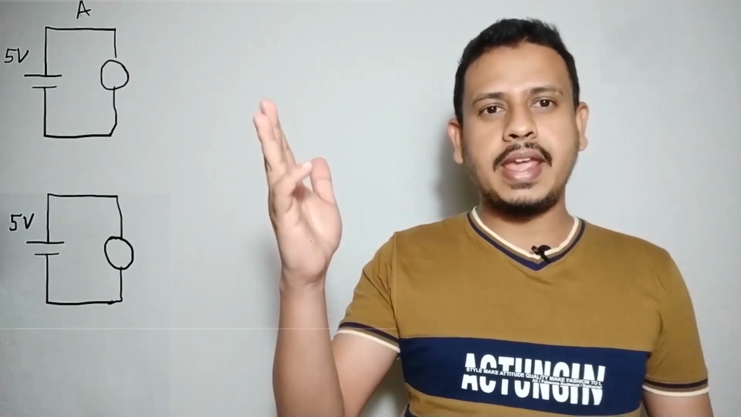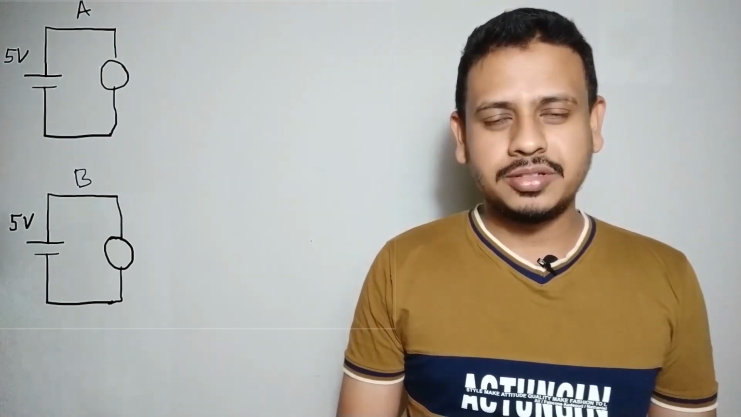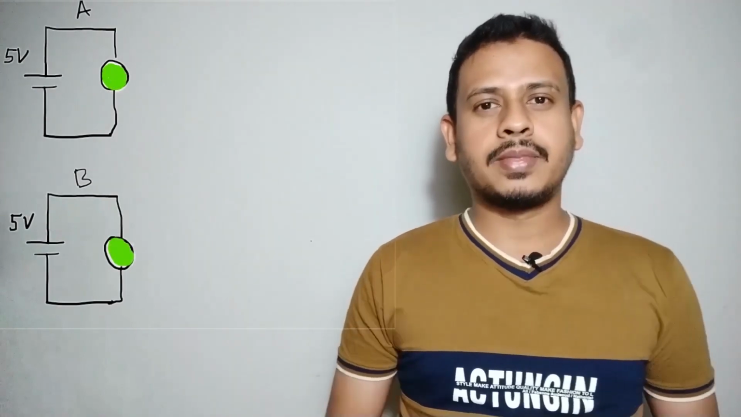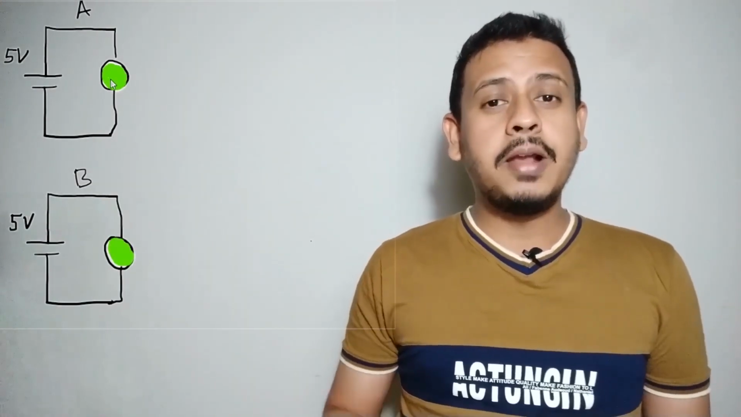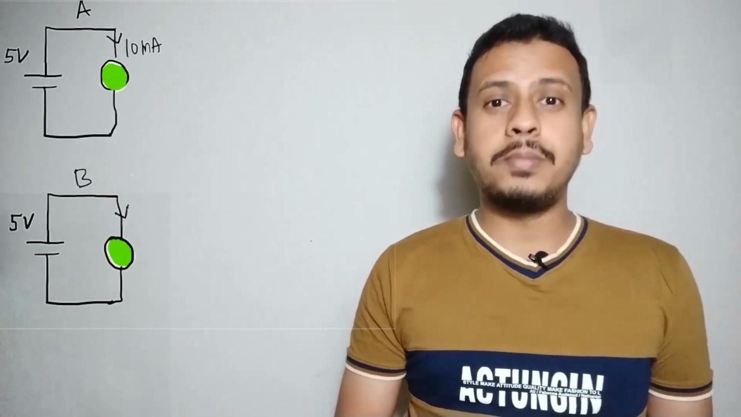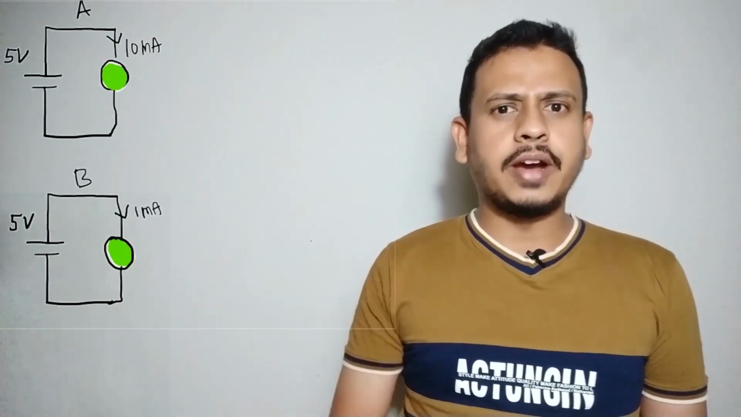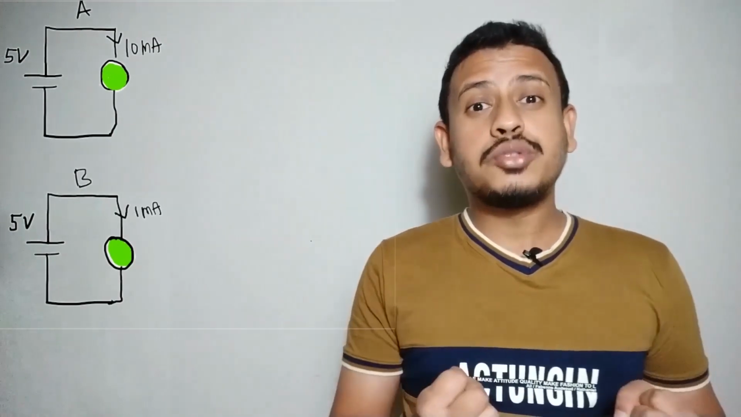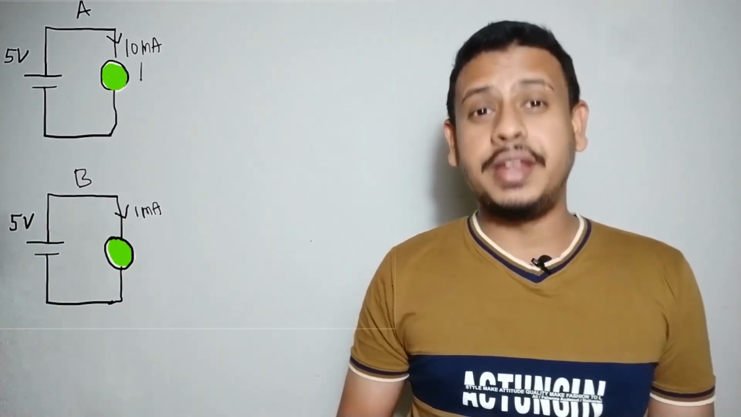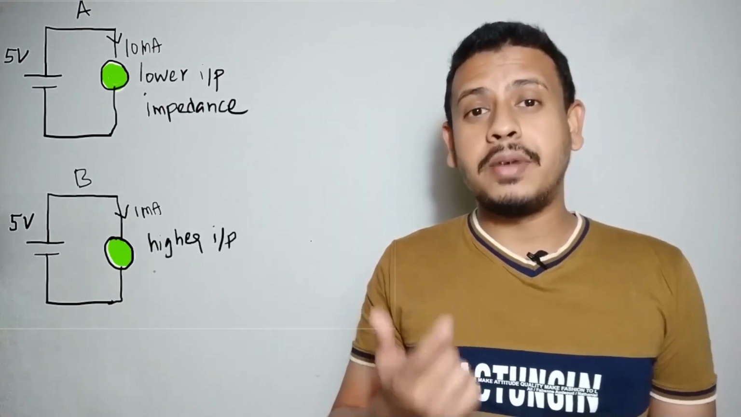We have a bulb A and a bulb B. Both of these bulbs are operated at 5 volts. So when you connect 5 volts, both of these bulbs are going to glow. But the difference is, bulb A will consume only 10 milliamps of current and bulb B consumes 1 milliamp of current. In this case, both bulbs are operated at 5 volts, but the current consumption of these bulbs is different. Since the current consumption of bulb A is higher than bulb B, it could be said that bulb A has lower input impedance than bulb B.